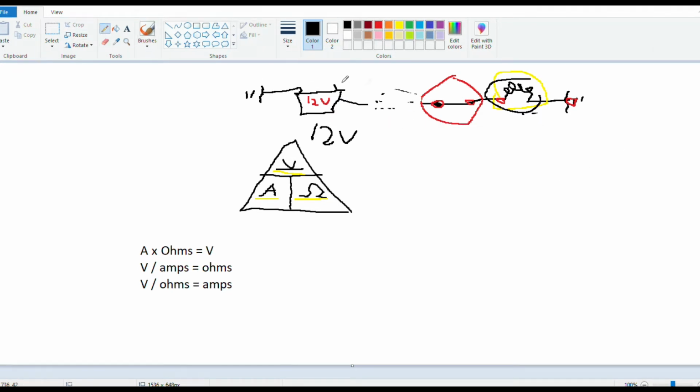Let's just say it's a good wire, nothing happens. So we've got 12 volts. And what do we have before? We have 1 ohm of resistance through the bulb.